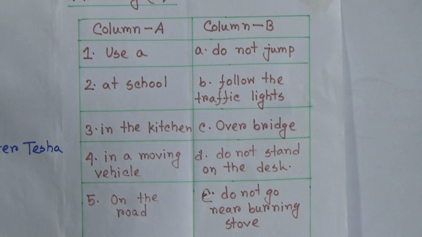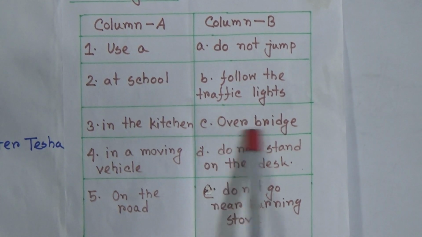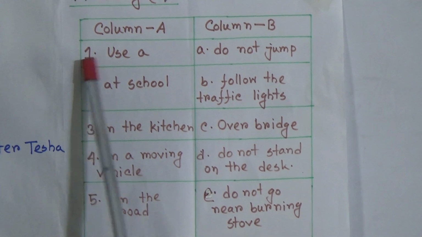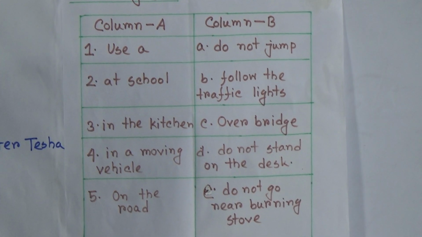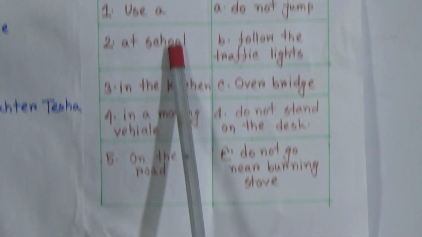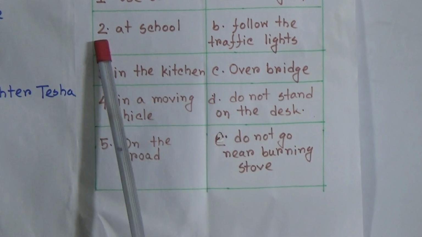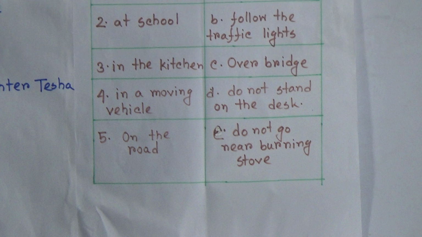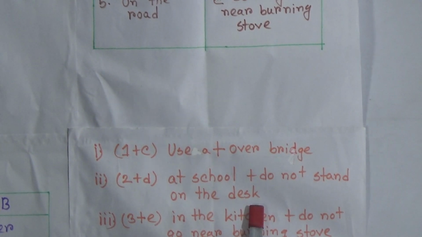Let's see the answer. Use A. What will you use? Over bridge. That means 1 plus C. 1 plus C. Use A, over bridge. Number 2, at school. At school, what you can't do? Do not stand on the desk. That means 2 plus D. At school plus do not stand on the desk.